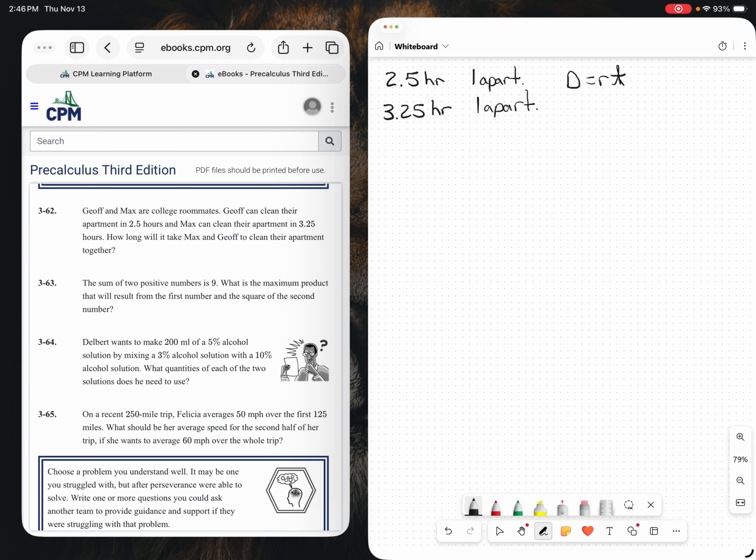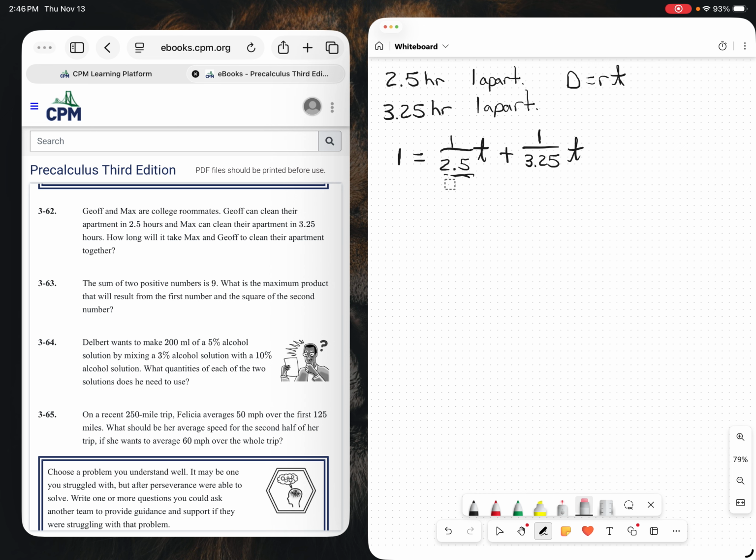But what are we trying to do together? We're trying to clean one apartment, the two of them together. So what are they trying to do? They're trying to clean one apartment. Well, I have Jeff's rate, one apartment over 2.5 hours for a certain time, plus Max's rate, 1 over 3.25 for a certain time. Okay, so now what would I do? Well, in order to add this, I must have a common denominator.